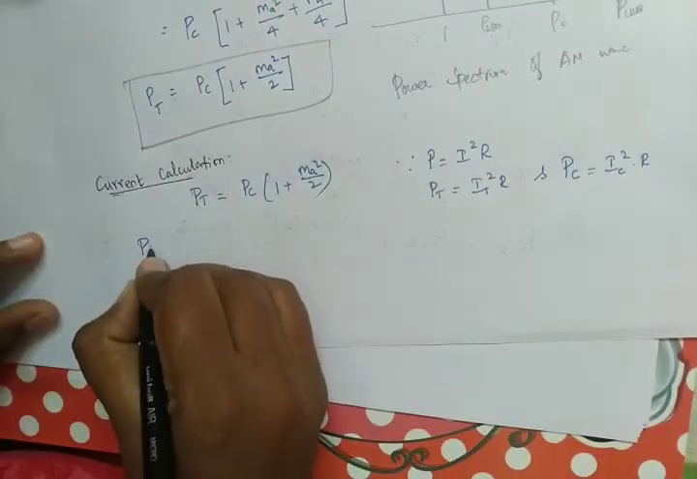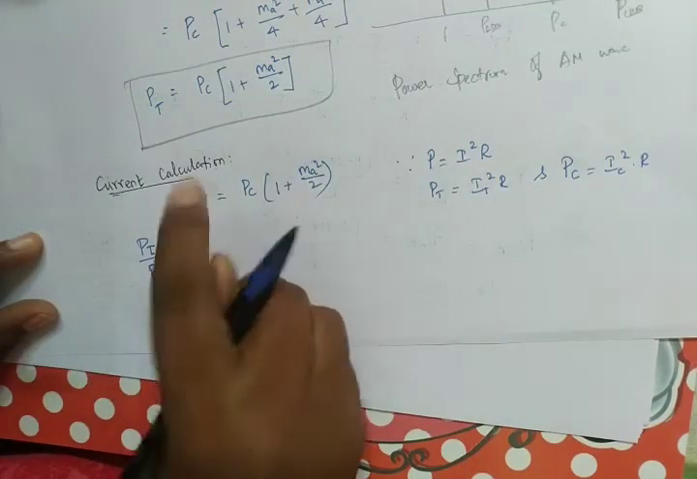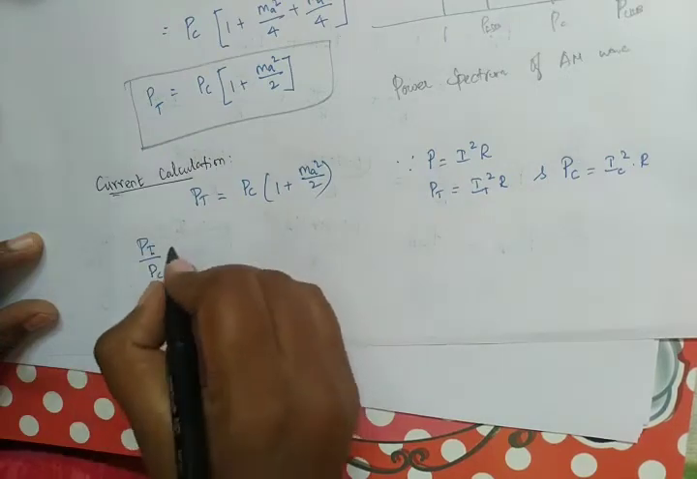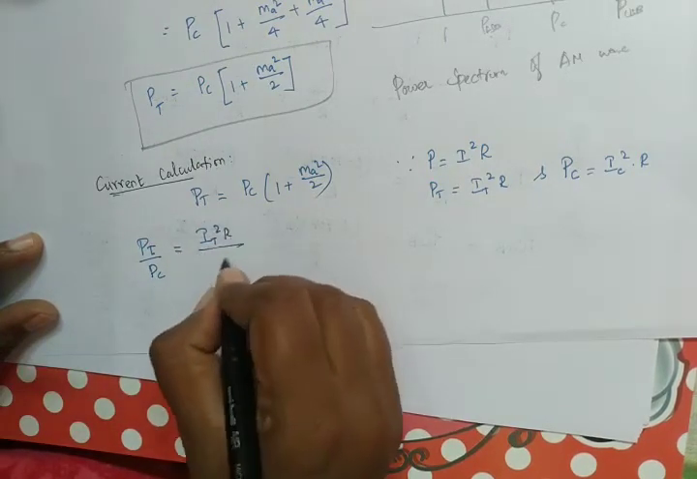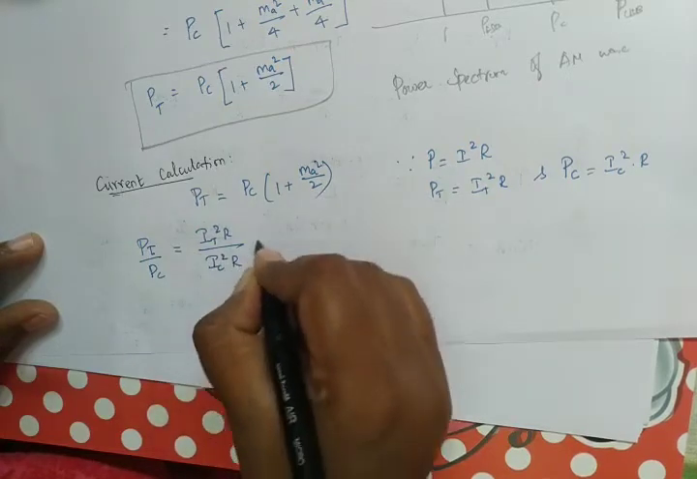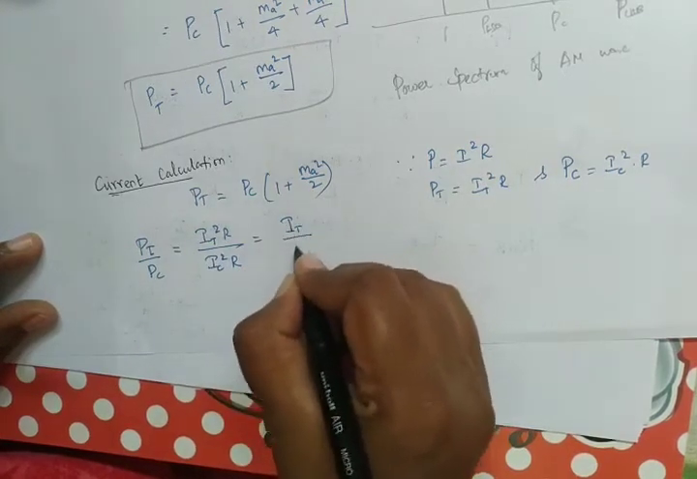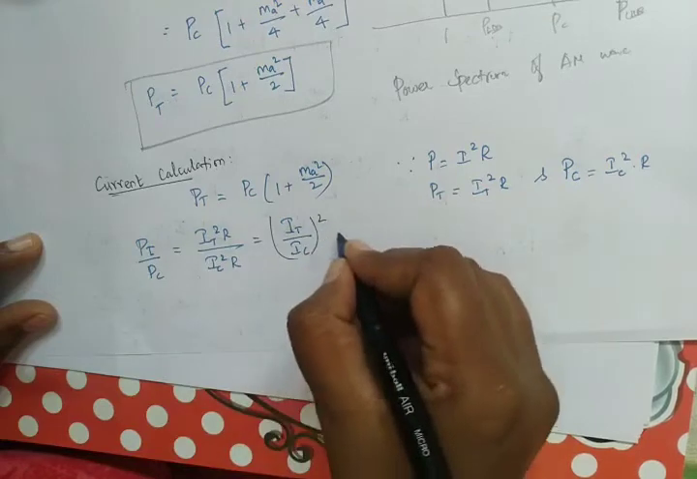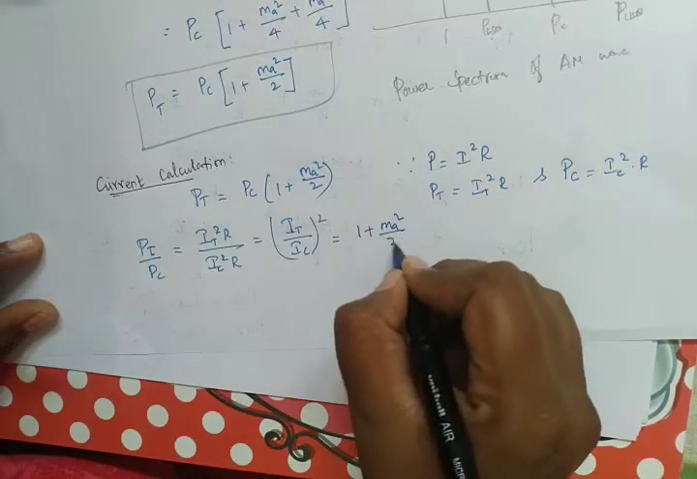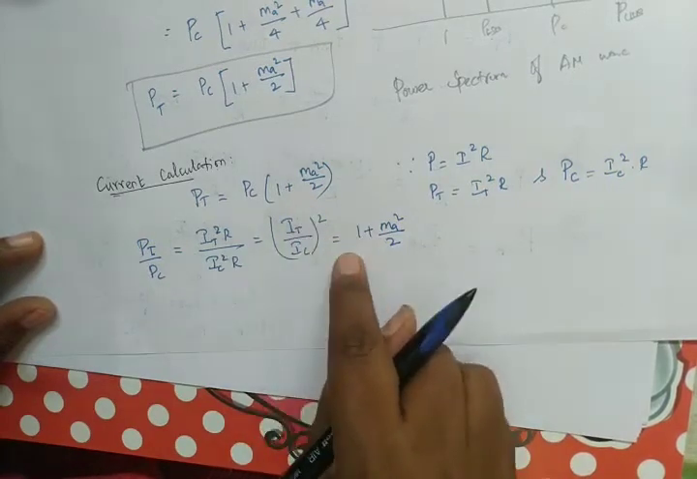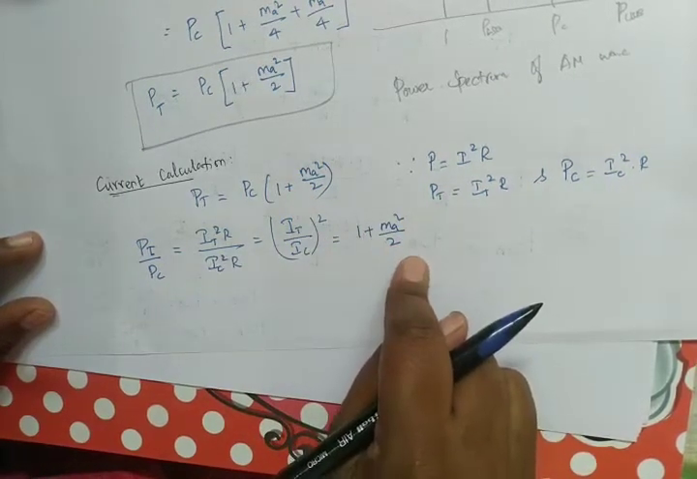Now we have to find PT by PC. So from this we can write PT by PC, which is equal to IT square R by IC square R. Therefore we can write this as IT by IC the whole square, which is equal to 1 plus MA square by 2. This IT by IC the whole square is equal to 1 plus MA square by 2.